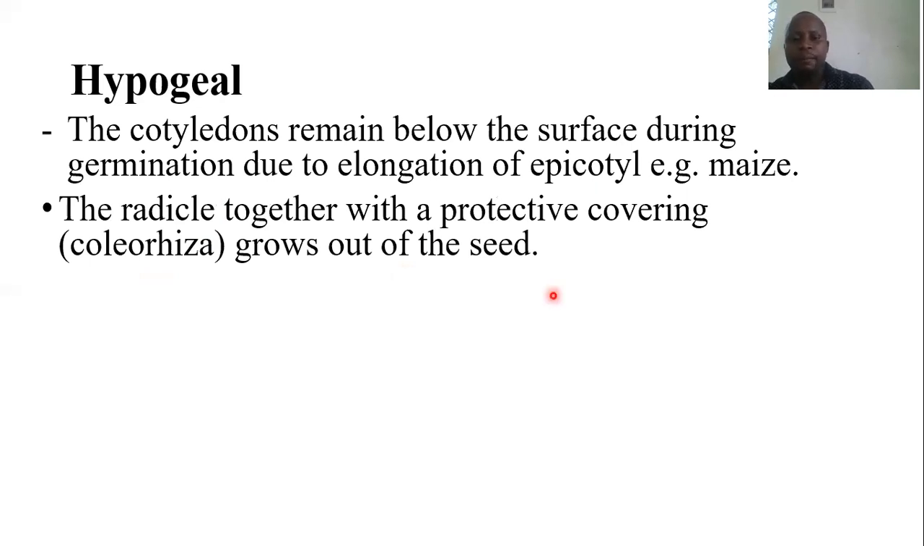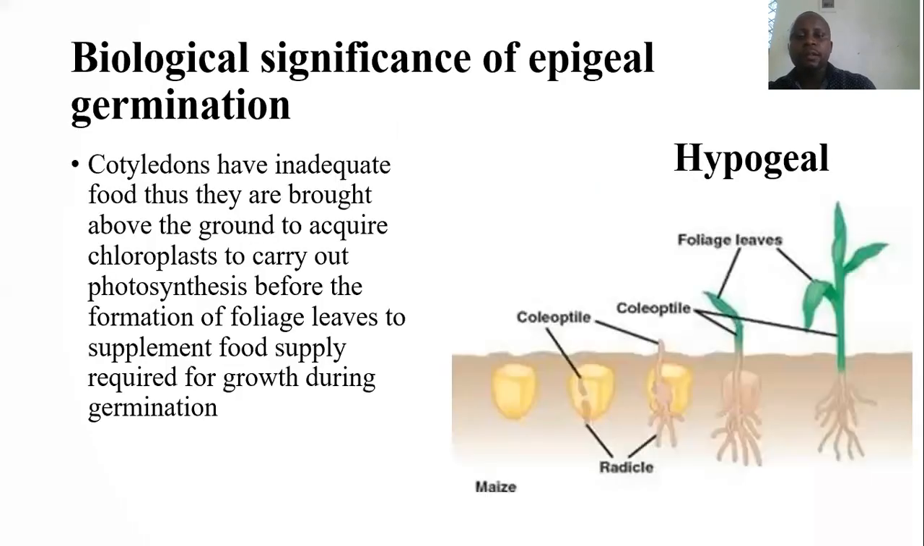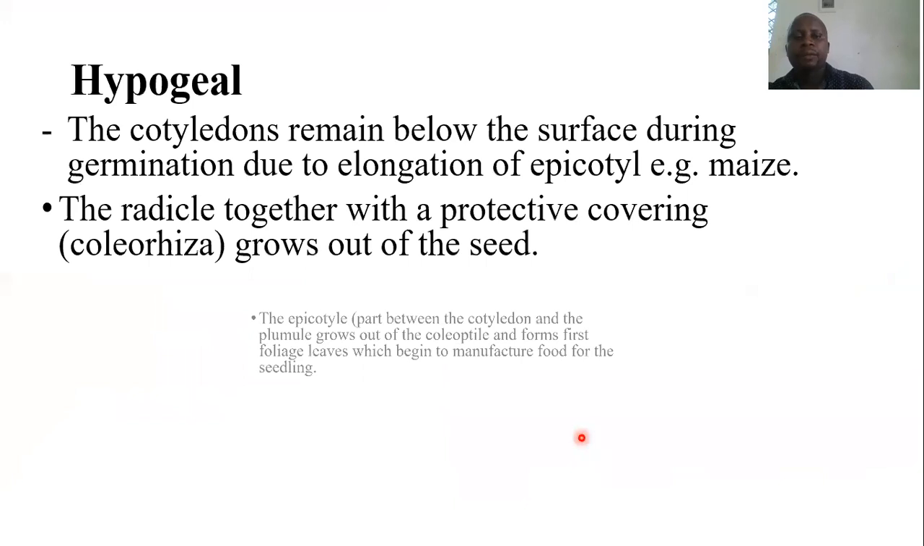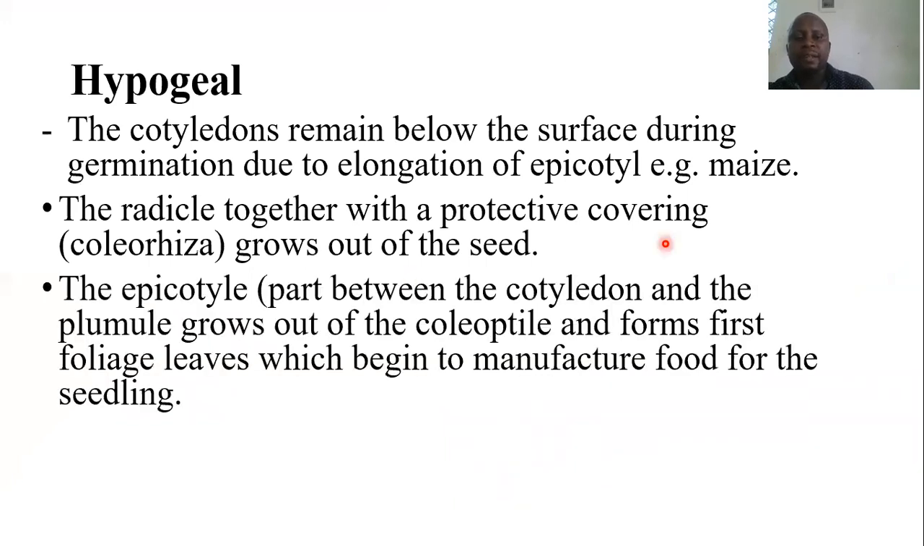Let me go back. Look here. The radicle is actually protected by a covering called the coleorhiza. It will grow outside the micropyle and go downwards. That part which protects the delicate radicle from abrasion by the soil is the coleorhiza. So I've said the radicle together with the protective covering, the coleorhiza, grows out of the seed.